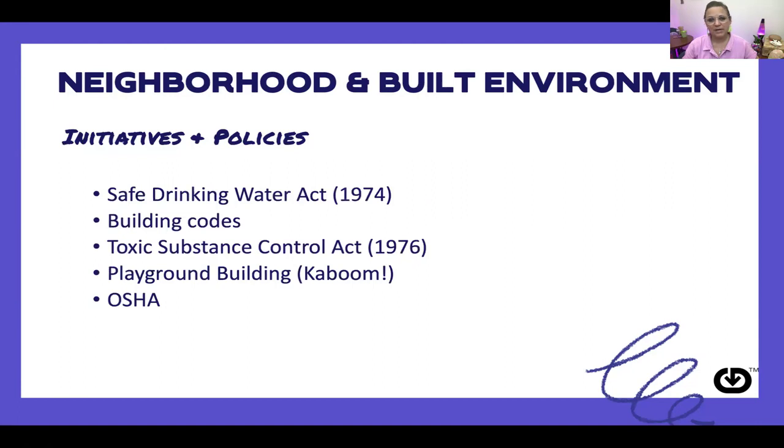Initiatives and policies around neighborhood and built environment can be things like the Safe Drinking Water Act of 1974, individual building codes of cities to make sure that buildings are safe and built correctly, the Toxic Substance Control Act of 1976 to control poisons and toxins in the environment, the playground building. So there's a not-for-profit called Kaboom that goes into underfunded areas and mobilizes the community to build playgrounds in their parks. And then OSHA, which is the agency of the government that helps to maintain safe work environments for workers.